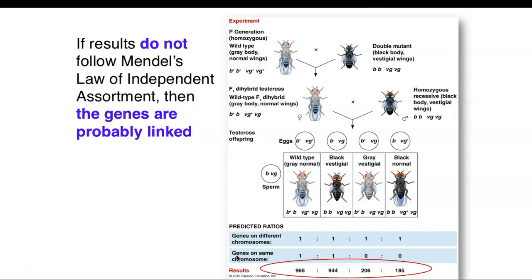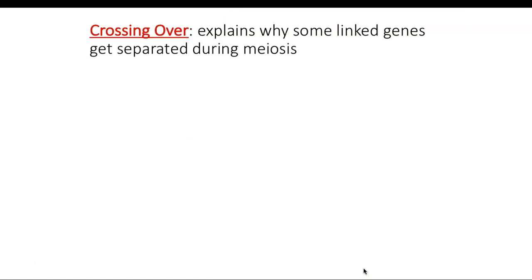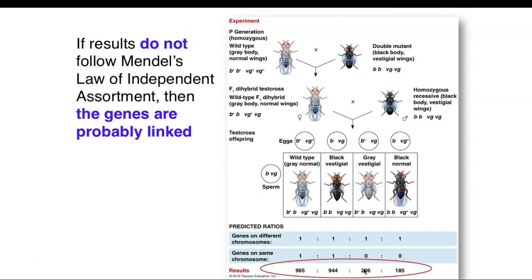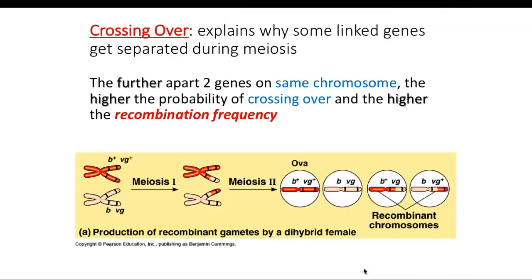Because there is no independent assortment if they're on the same chromosome. The only thing that accounts for recombinants, this little number of recombinants here, is going to be crossing over. That off chance that crossing over occurred between those two genes and those two genes were actually broken apart. So crossing over is going to explain how you have recombinants.